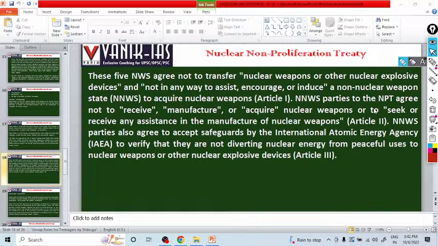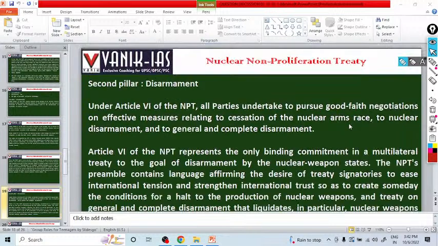So these have provisions for all three. First, on the nuclear weapon states: they have the obligation not to pass on the technology or weapons. The second commitment is on the non-nuclear weapon states: their commitment not to try for acquiring nuclear weapon technology or nuclear weapons. And the third one is to try for disarmament in the long term. So this is all about that.